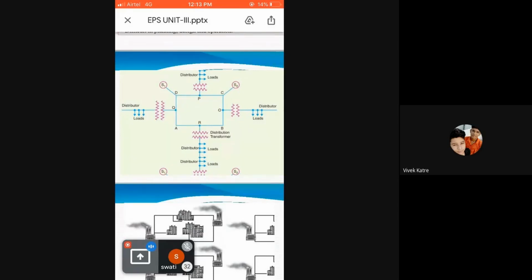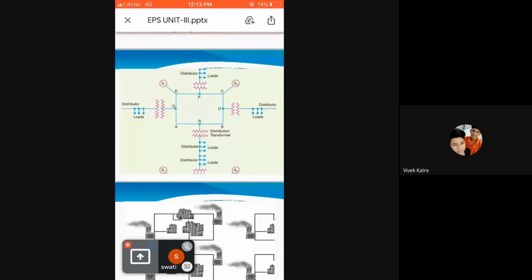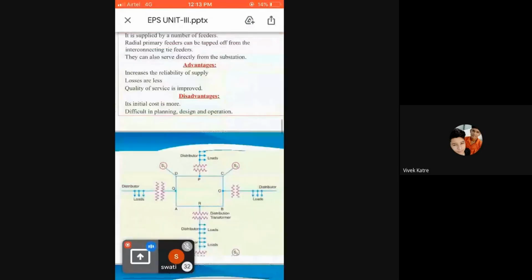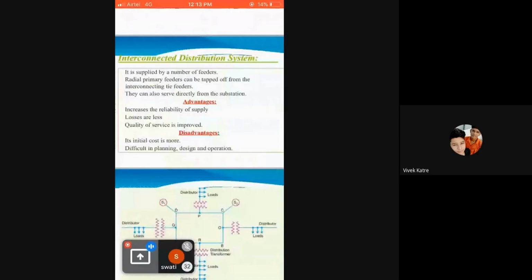So what are the advantages and disadvantages? Let us discuss the advantages first. The first one is that less conductor material is required. Because each distributor is fed through two feeders, the system is reliable. Less voltage fluctuation and the system is reliable. That means more reliable.